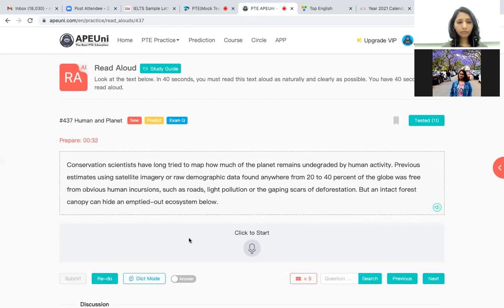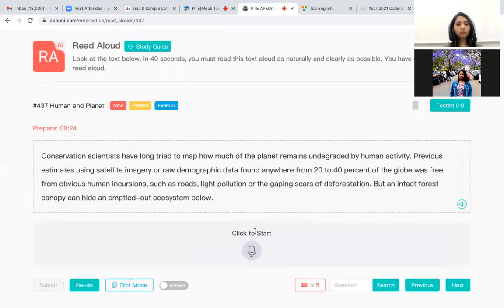Conservation scientists have long tried to map how much of the planet remains undegraded by human activity. Previous estimates using satellite imagery and raw demographic data found anywhere from 20 to 40% of the globe was free from obvious human incursions, such as roads, light population, or gaping scars of deforestation. But an intact forest canopy can hide an emptied out ecosystem below.